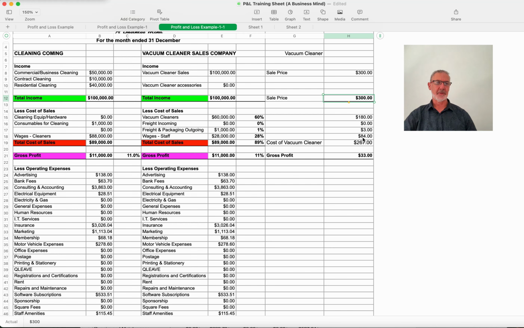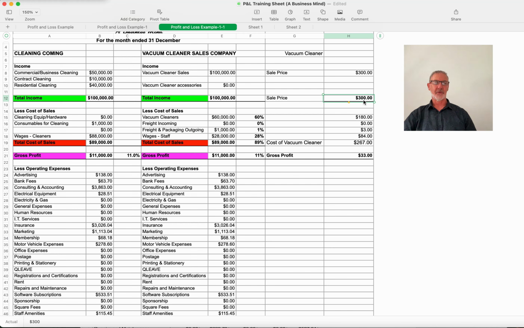So that's where these are. These figures here are percentage of the total cost of that vacuum cleaner to buy it in and then get it back out to the customer. So in this case, the total value of the $100,000 sales of vacuum cleaners, 60,000 was attributed to the vacuum cleaner itself, 1,000 to freight, 28,000 to wages, which is 89,000. So 89,000 is the cost of 100,000 of sales. So going to the individual vacuum cleaner, $300 was the sales of a vacuum cleaner.